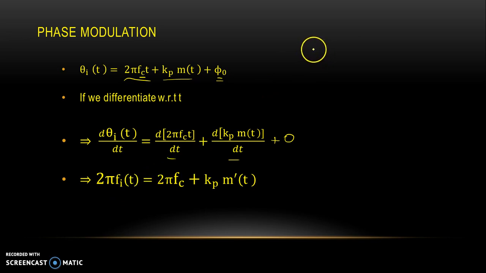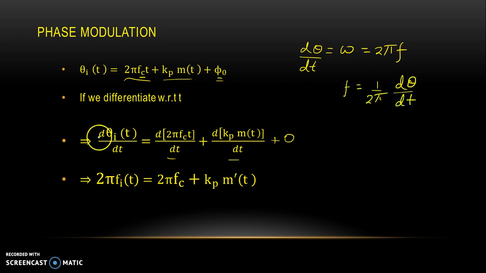Why am I saying this? Because d theta by dt is basically omega, and omega can be written as 2 pi f, 2 pi frequency. So frequency is equal to 1 upon 2 pi times d theta by dt. So in place of d theta by dt, I can write the value: 2 pi f equals, by differentiating this part, you will get dt by dt, that's 1. 2 pi fc is a constant, so it will come out of the differentiation, so it's 2 pi fc.